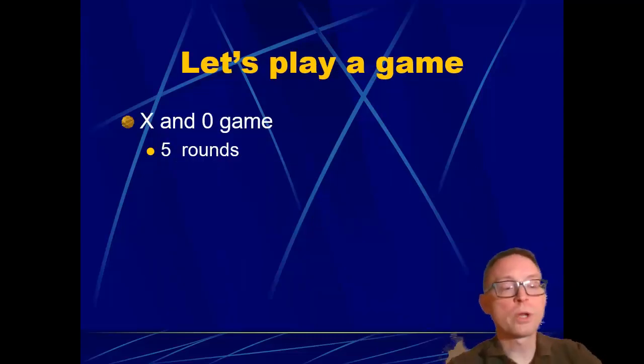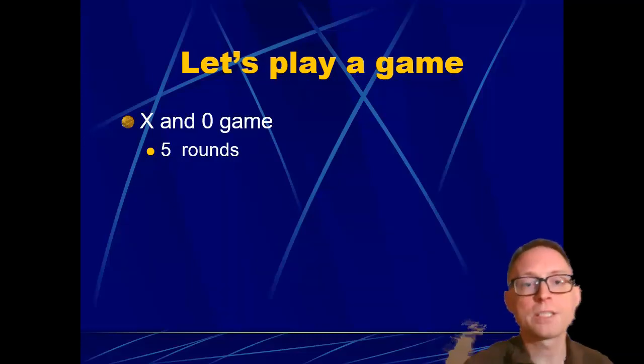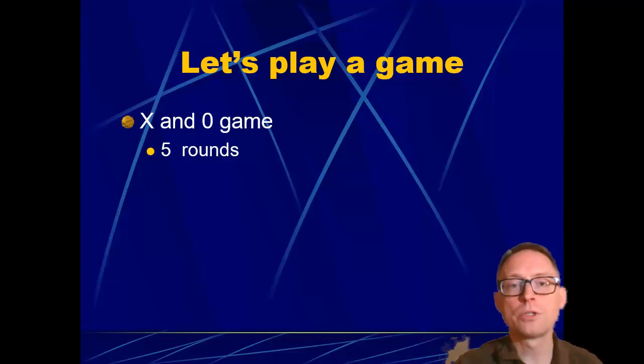All right, what we're going to do is we're going to play a game now. You're going to play with me, all right? We're going to play the X's and O game. And in order to do this, the first thing that we need to do is you need to tell me what is the last digit of your phone number.